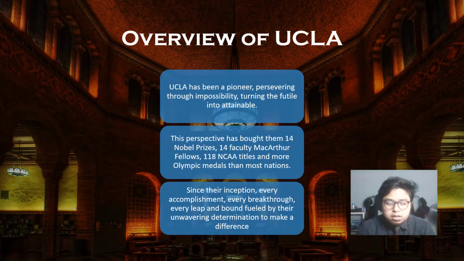Hello, I'm Akmal and I'm going to explain the overview of UCLA. Okay, first, UCLA has been the pioneer in persevering through impossibility, turning the fatal into attainable. This perspective has brought them 14 Nobel Prizes, 14 Faculty MacArthur Fellows, 118 NCAA titles, and more Olympic medals than most nations. Since their inception, every accomplishment, every breakthrough, every leap and bound has been fueled by their unwavering determination to make a difference.